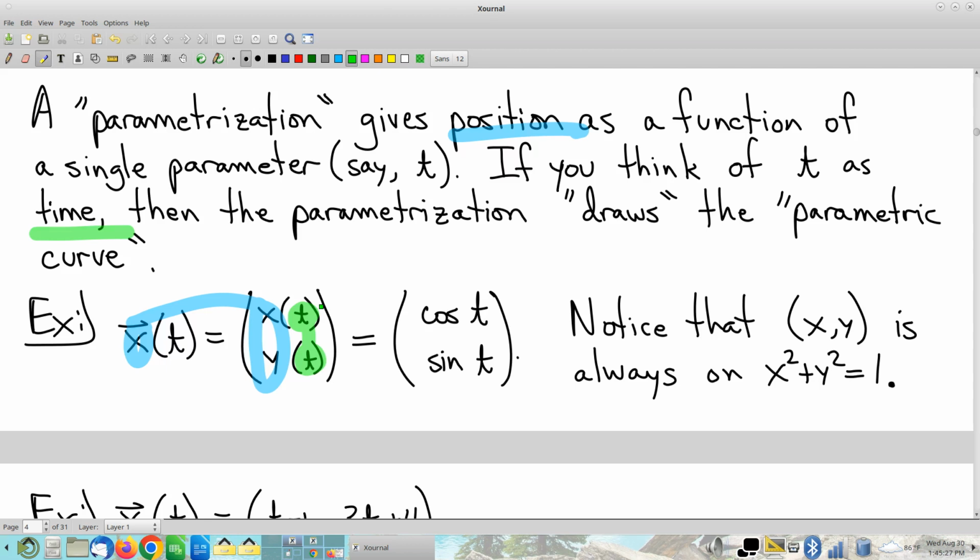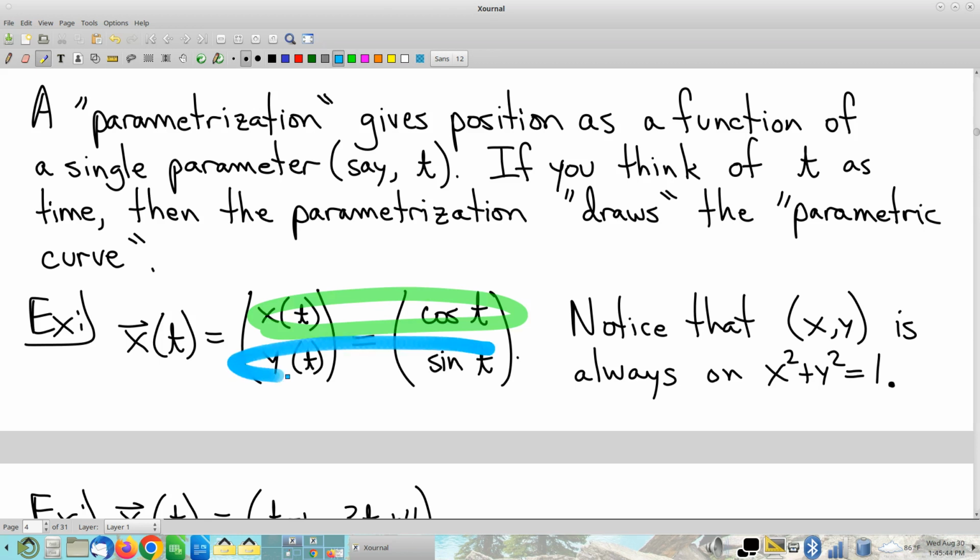X and Y coordinates, both functions of time. And so this is a parametrization. Now, what is this a parametrization of? What curve is this tracing out? Well, look, you can just remember that X is this function and Y is that function and start plotting points, I suppose.